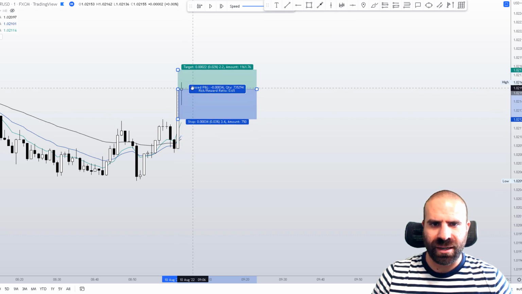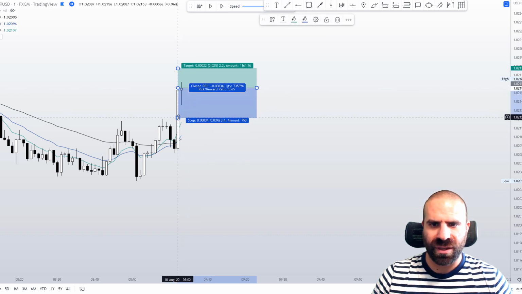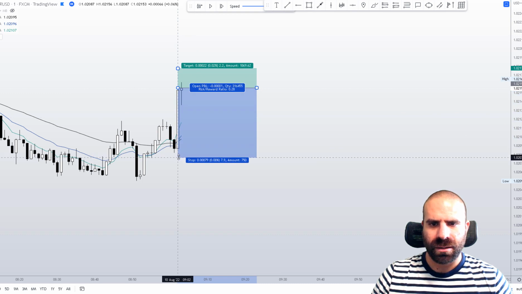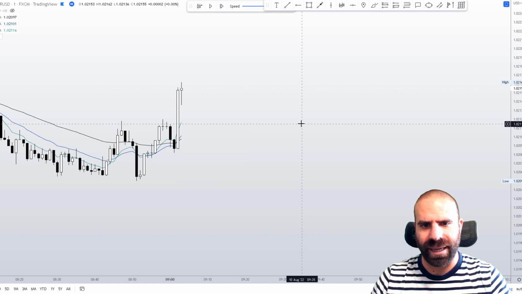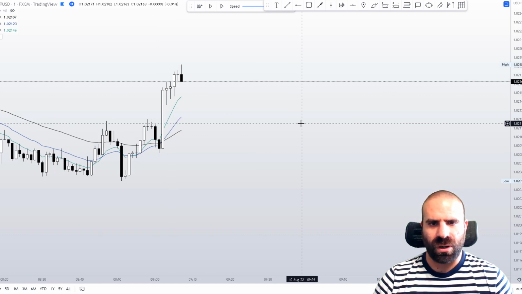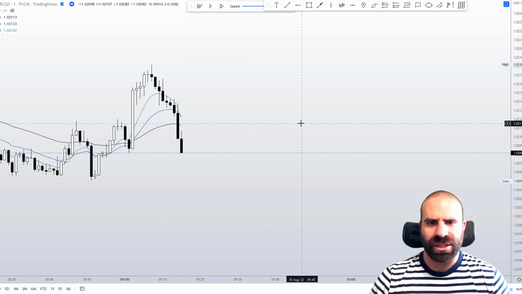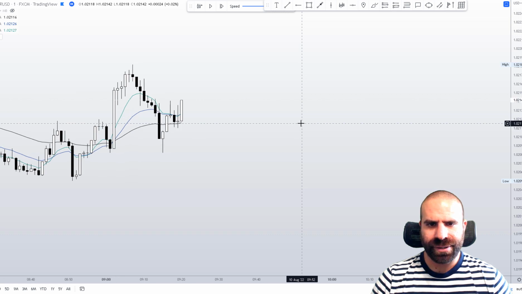Here you should be entering over here with a 7.9 pip stop loss. So anything above 4 pips I wouldn't take. We can put that as a rule as well. Okay, so let's move forward and see what happens.